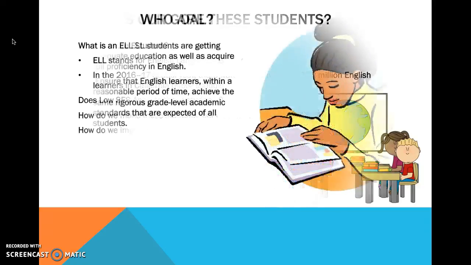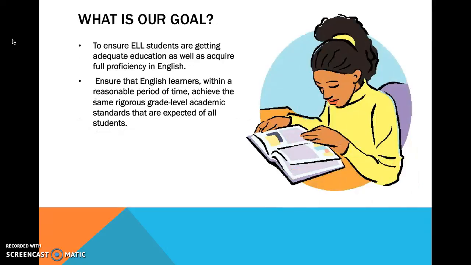Based on what we've already discussed about ELL students, what can we say our goal is? Our goal for ELL students is to ensure they are getting adequate education as well as acquire full proficiency in English. We also like to assure that English learners within a reasonable period of time achieve the same rigorous grade level academic standards that are expected of all students, including those not of ELL.